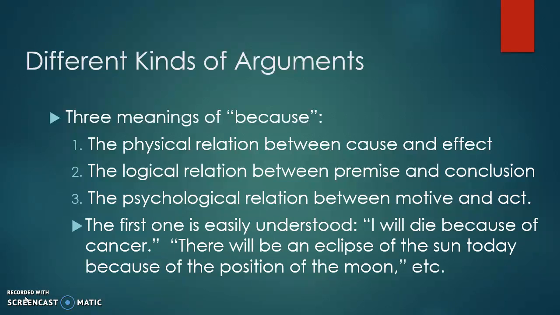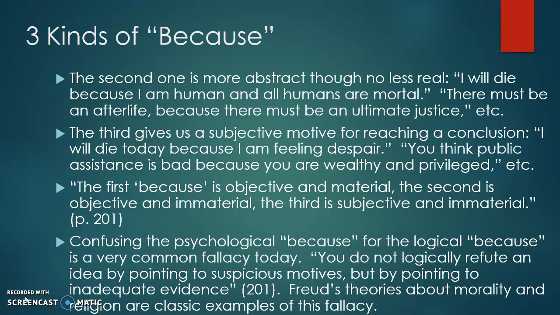The first one is easily understood. I will die because of cancer. There will be an eclipse of the sun today because of the position of the moon, etc. Here, we're talking about a physical relation between cause and effect. The second one is more abstract, though no less real. I will die because I am human, and all humans are mortal. There must be an afterlife because there must be an ultimate justice, etc. Here we have a logical relationship between ideas, one that is asserted to be necessary.